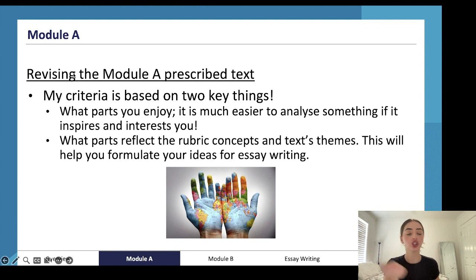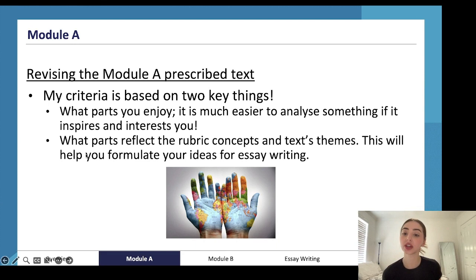Not just what parts of the text, but what kind of discussions did you find that you enjoyed having regarding the text. So when your friend said that they saw this particular idea in the castle and you were like, actually, no, I didn't really see that. Focus on things like that. Okay. As well as that, also connected to the rubric concepts and text theme.